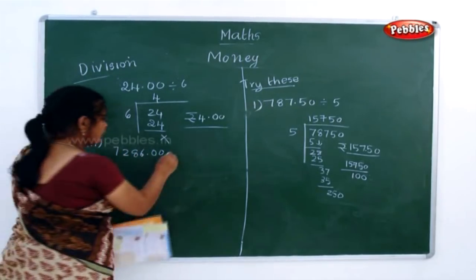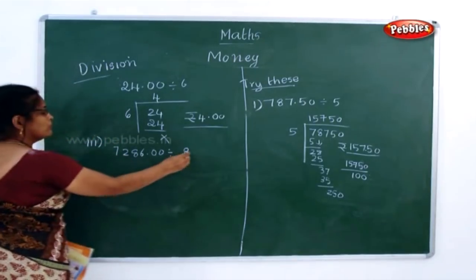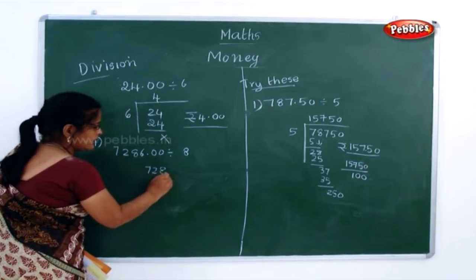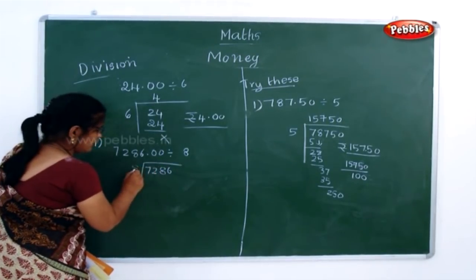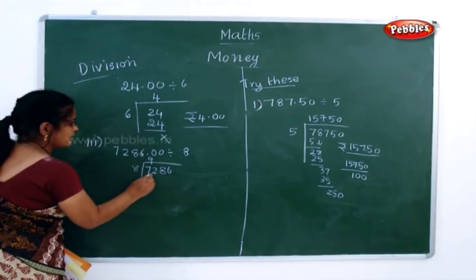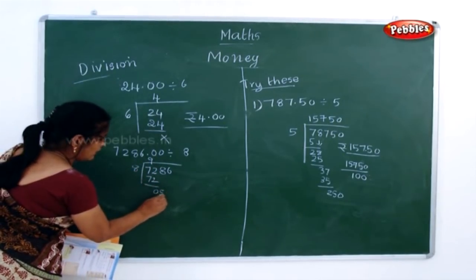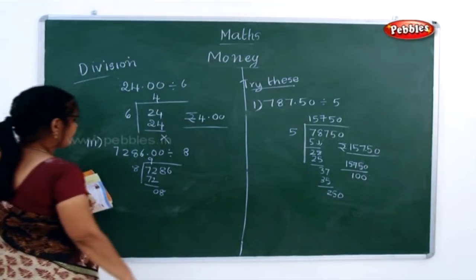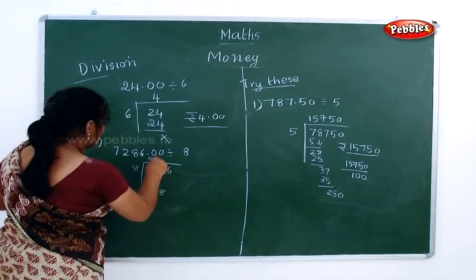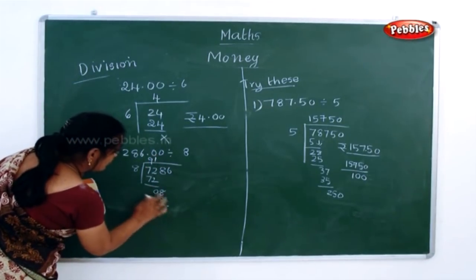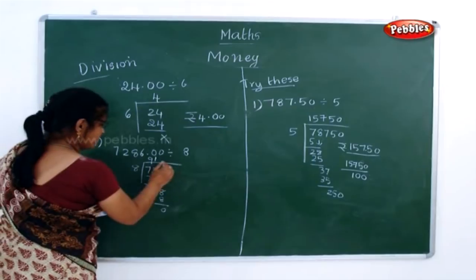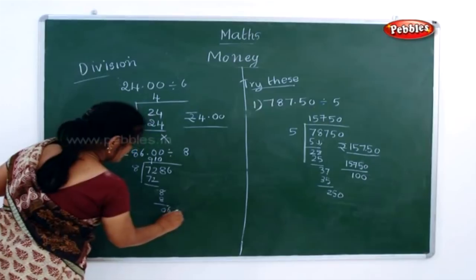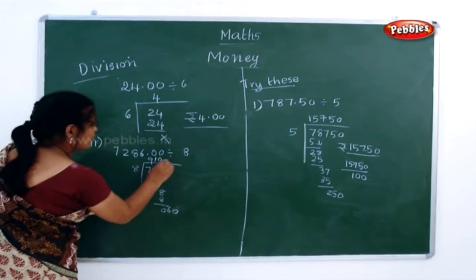7286.00 divided by 8. Now, because nothing is given after the decimal, straight away you can write 7286 divided by 8. Now, 8 9s are 72, then 08. Immediately what you can put here? 8 1s are 8. Now, 0 here. This 0 you can put here. Then, what is it? 6. So when you put 6 here, you put a decimal point here.